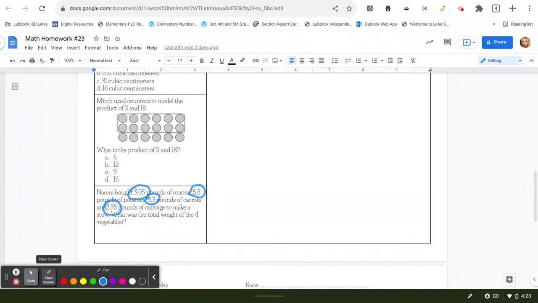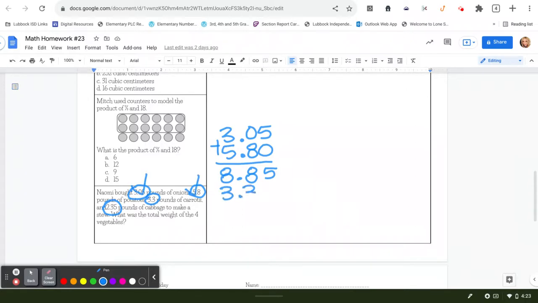Do not try and add all of these up at once. Let's start with 2 numbers at a time. 3 5/100 plus 5 8/10. Make sure you line them up correctly. Okay, so I used those. Now let's add the next one.